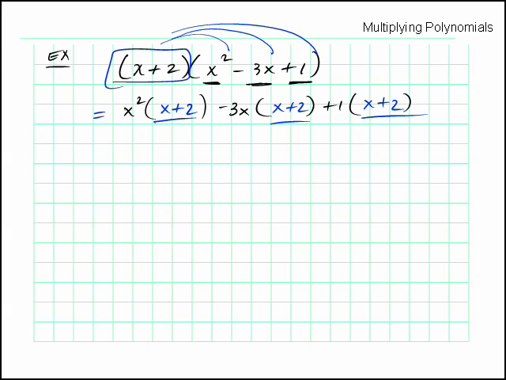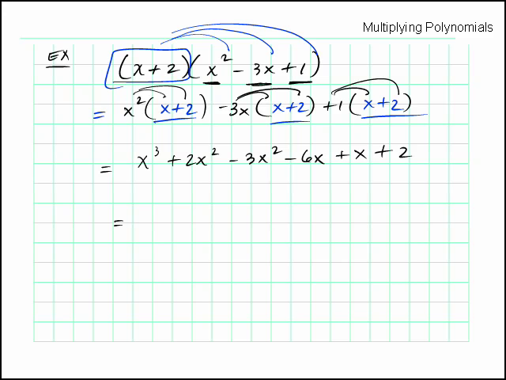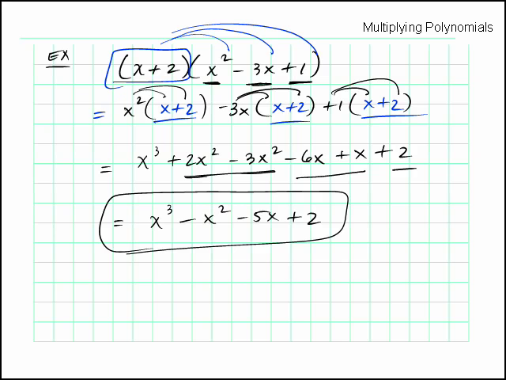Distribute again. X cubed, 2x squared, negative 3x squared, negative 6x, 1x, and 2. Combine any like terms that you have. We have right here, that's going to combine the negative 1x squared. That's negative 5x. And over here we've got a positive 2, and there's my result right there. Okay, and this method of distributing would work for even larger polynomials, though we're not going to see any of those here.